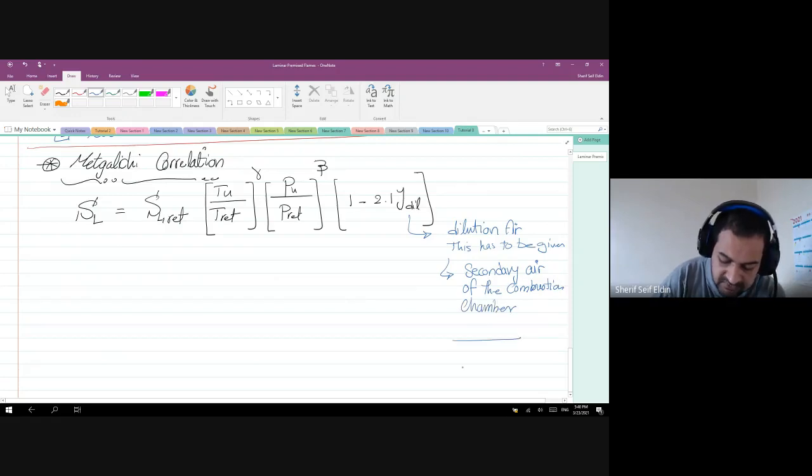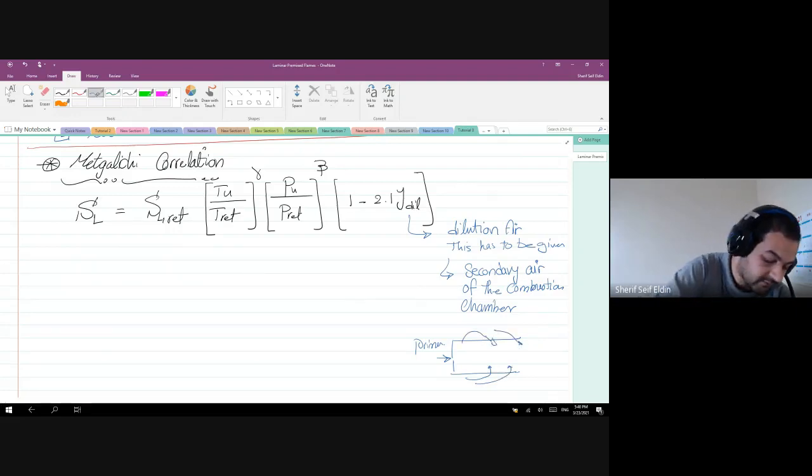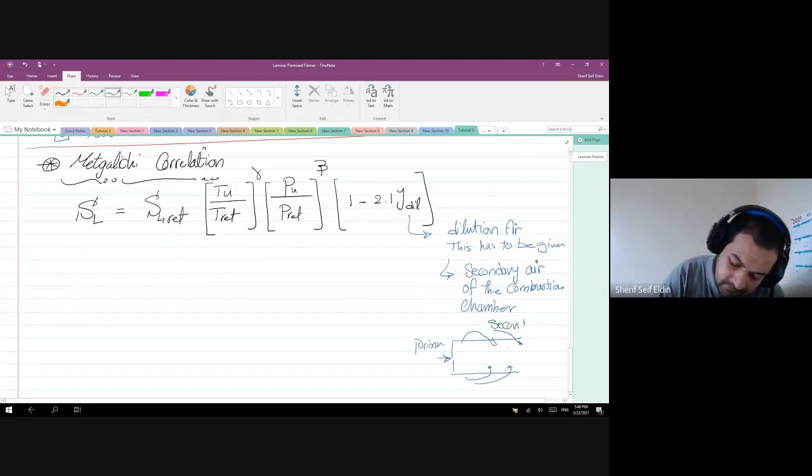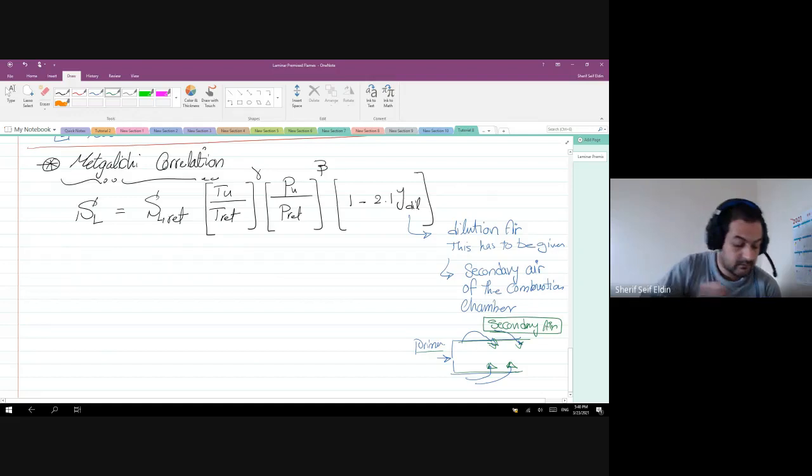So sometimes the combustion chamber has a primary air coming with the fuel here. And the secondary air enters the combustion chamber from the sides and it cools down the combustion chamber. We call it secondary air, right? And it enters the combustion chamber from the sides, like this. And this is the flame. All right.